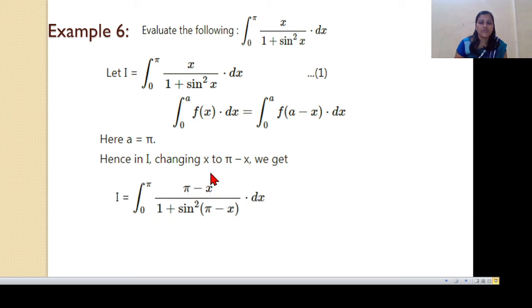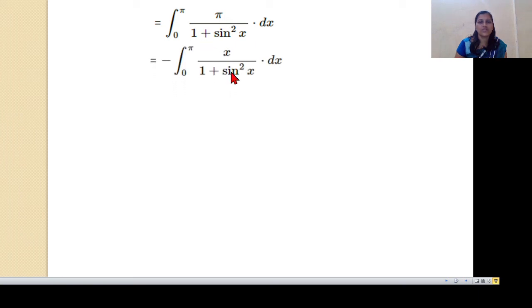So our step will occur like this. Instead of x, you are using pi minus x. Here also, instead of x, you are using pi minus x. So your integration becomes like this. Instead of sin of pi minus x, you have sin x. So this step appears. So I will be the integral from 0 to pi of pi minus x divided by 1 plus sin square x dx.